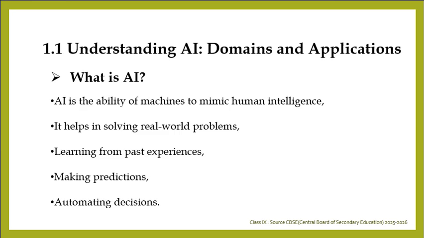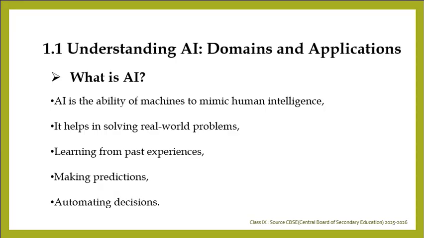As a revision, I wanted to touch base on what artificial intelligence is. Artificial intelligence mimics our human intelligence by learning through sample data. When we have any real world problems, it helps us solve them. How does it learn? It learns from past experiences, and from the past experiences, when we train the model with predictive modeling, it can make predictions as well as help in automating the decisions.